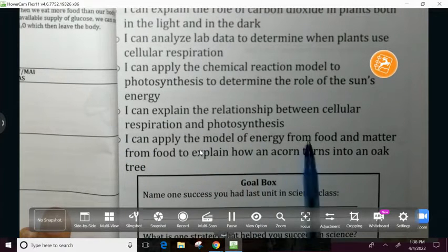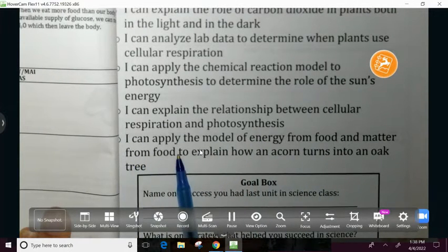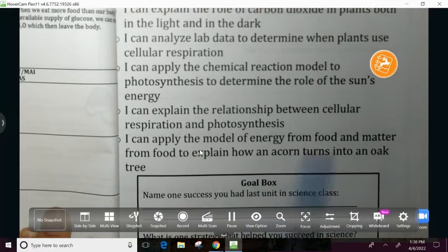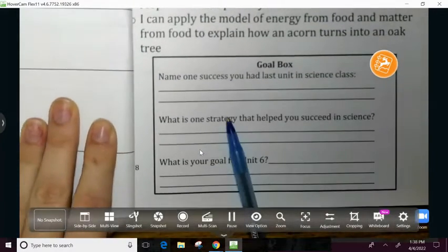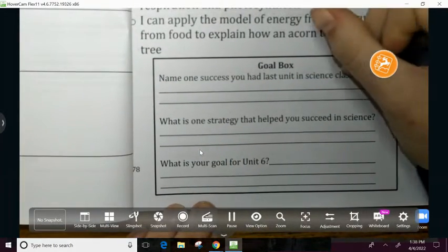And I can apply the model of energy from food and matter from food to explain how an acorn turns into an oak tree. So take a moment right now and fill out your goal box right here on page 78.